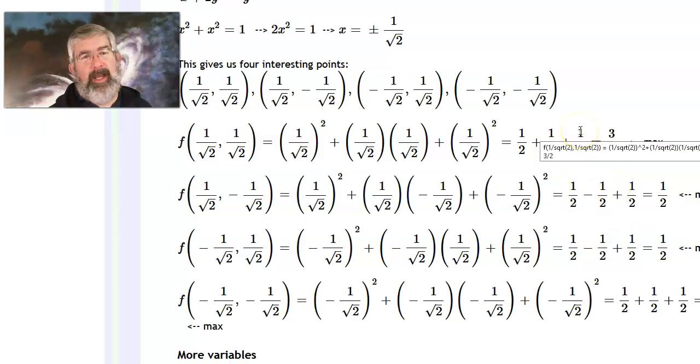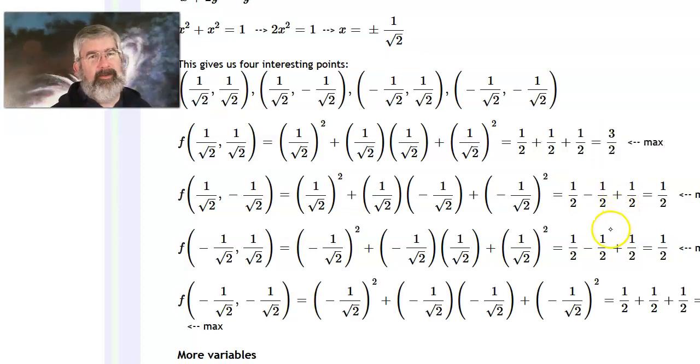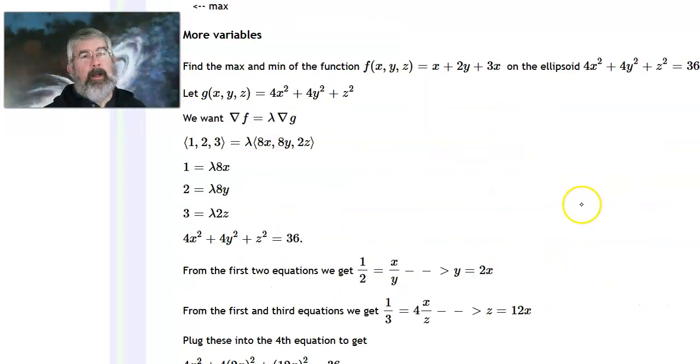They're sort of local edge maxes and local edge mins, because you're still on the side of a hill. But at least from the point of view of the boundary, you have a high point of 3/2 here and here, and you got low points of 1/2 at these 2 points. This works for 3 variables as well.